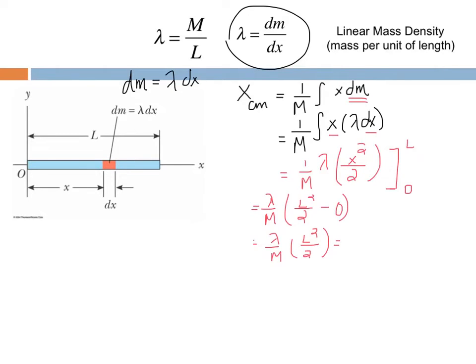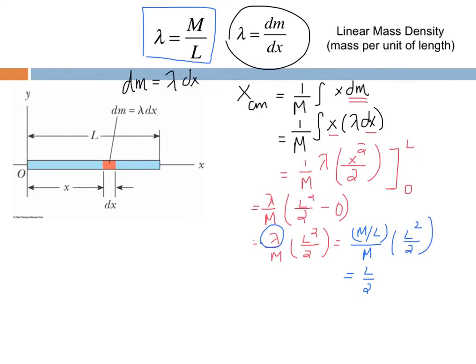Now, I know a different value for lambda. Again, it was a constant in this case. So lambda can actually be replaced with m over L, our original description of a linear mass density. With some algebra, this cleans up to L divided by 2. Again, we can see that our center of mass is located halfway through the length L of the rod.